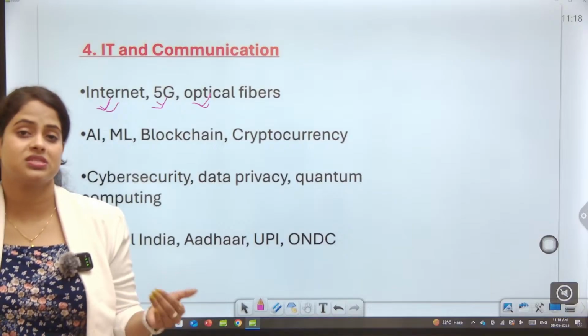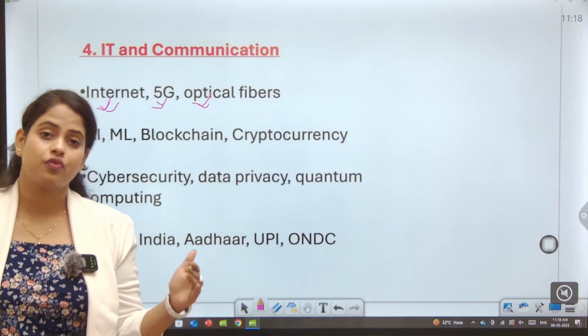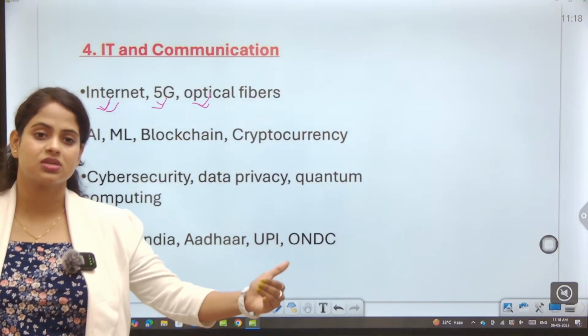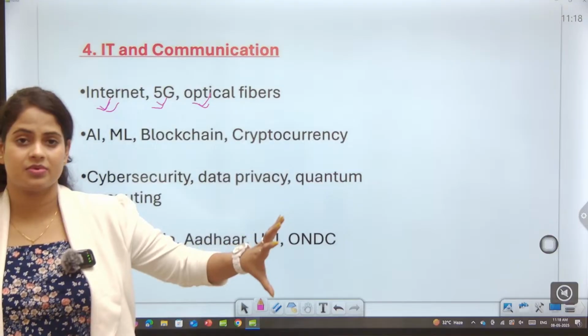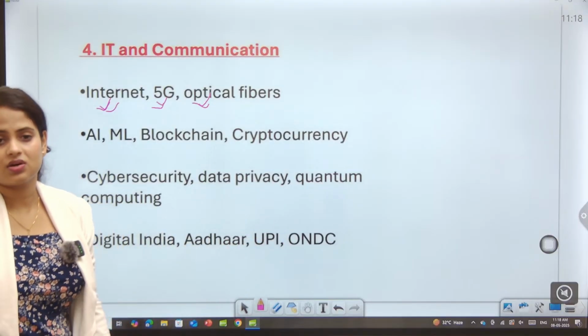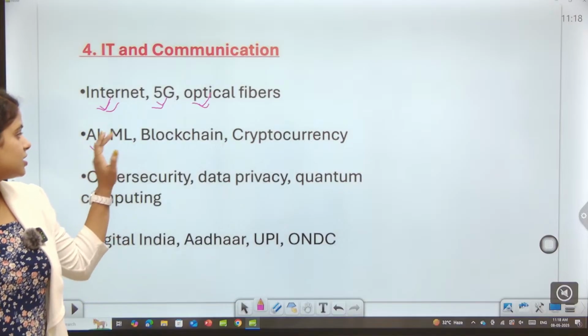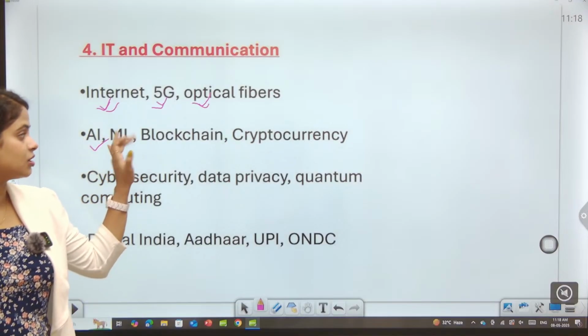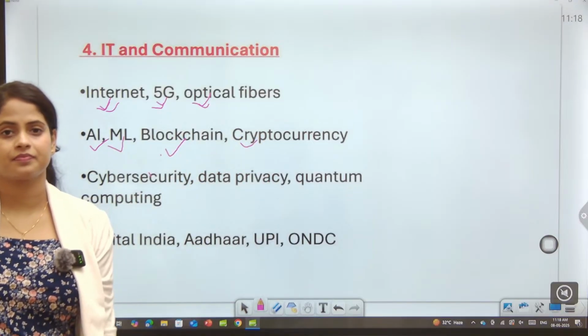and 5G, from which year 5G has been started in India and in other countries, and before that the 4G, the 3G, the 2G, everything we have to discuss, and the types of fibers, the optical fibers, everything we will discuss in the IT and communication section. And again there is artificial intelligence, machine learning, blockchain, and cryptocurrency.